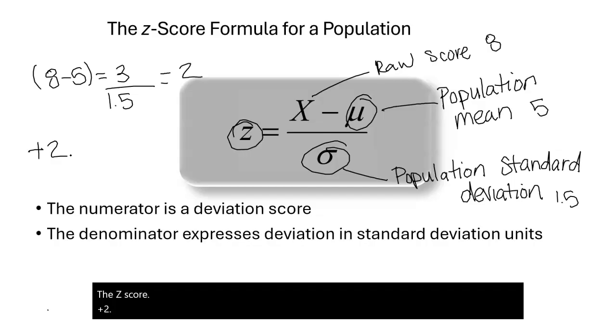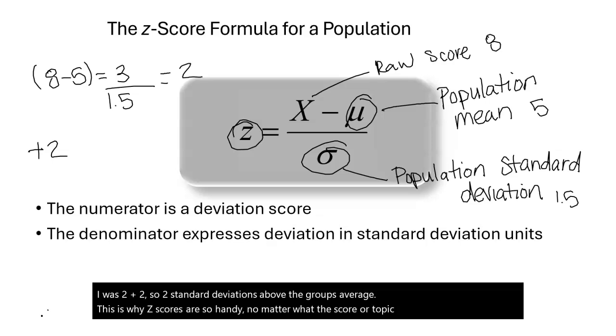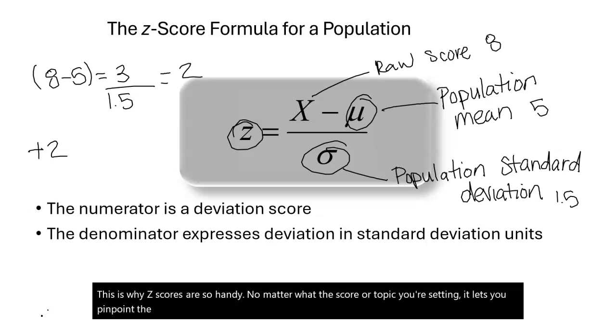So that means that this person's rating was 2 standard deviations above the group's average. This is why z-scores are so handy. No matter what the score or topic you're studying, it lets you pinpoint the person's score and where it stands next to the relative average.